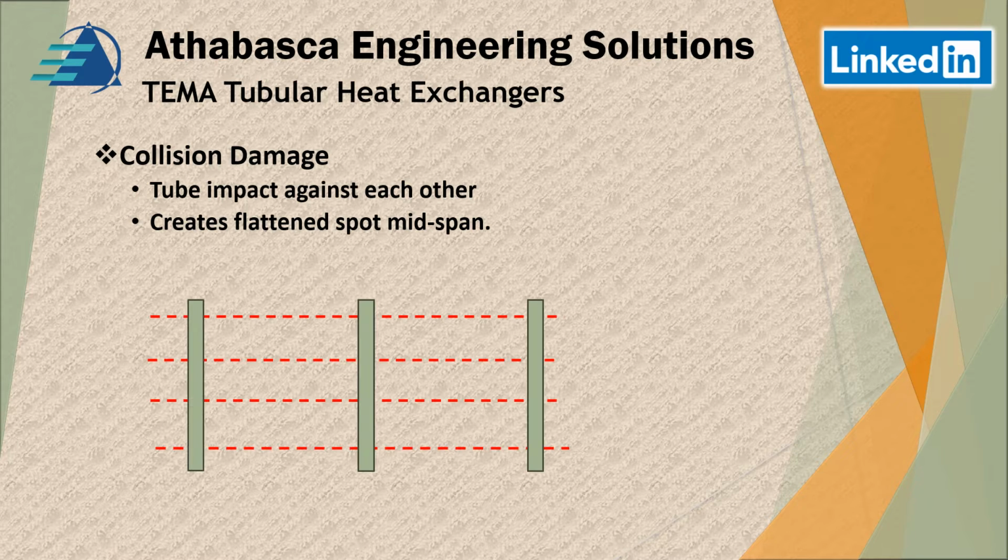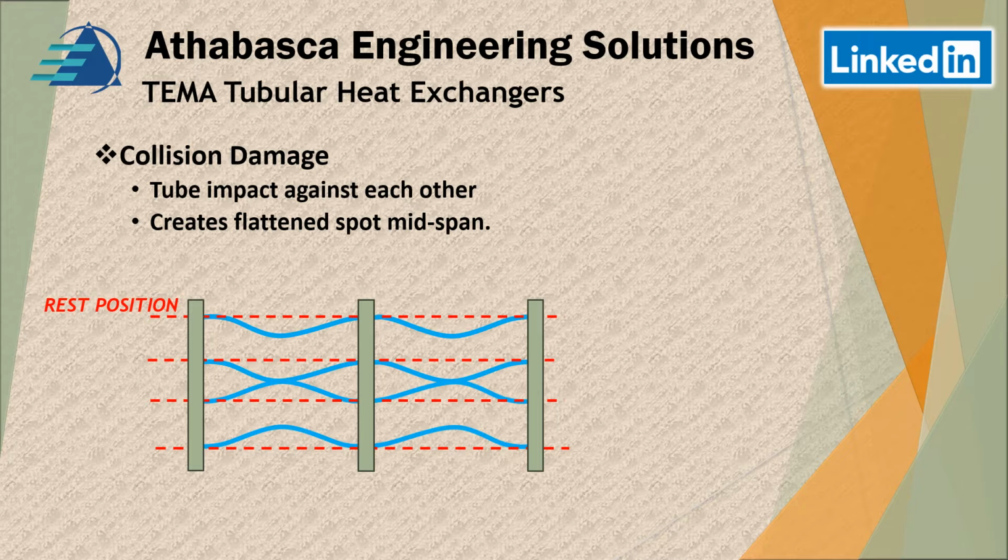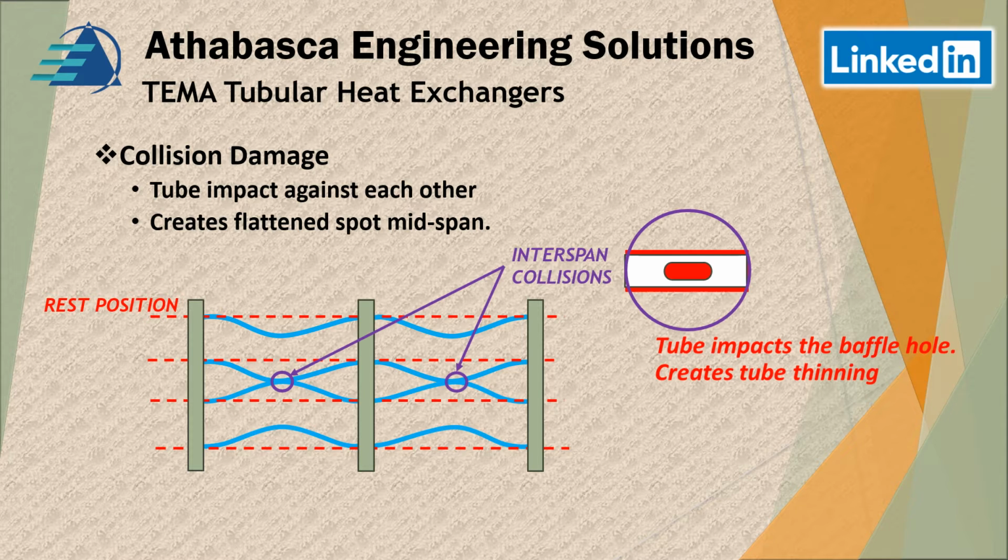And so if I draw a little picture here, the baffles are the green part and the tubes are the red dotted lines. At the resting position, of course, everything's going to look like that. And then when we get vibration, the blue lines show how the tube can potentially vibrate back and forth. Now, when you get them contacting each other, that's called an interspan collision, and that's what we mean by the flattenings that can occur.